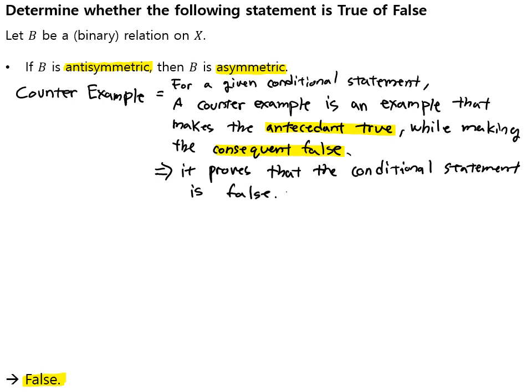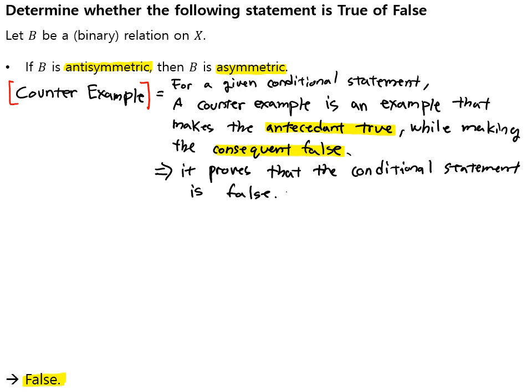Right? And this is because a conditional statement is false only when the antecedent is true and the consequent is false. So if you provide a counterexample, this basically shows that that could happen. Okay? So let us try to prove that this conditional statement, that if the binary relation is anti-symmetric, then it is asymmetric, is false.